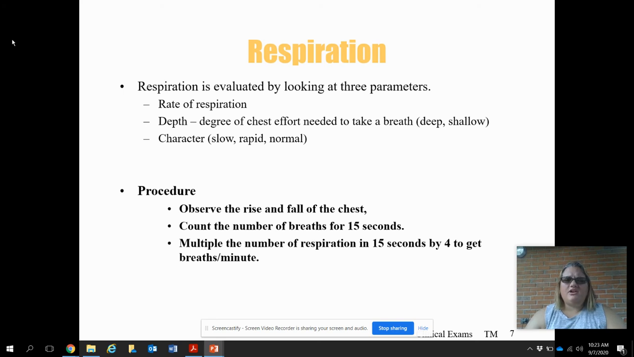And then the character, is it slow? Is it rapid? Is it normal? So the procedure is to observe the rise and fall of the chest. So that's the lungs expanding and then exhaling out the carbon dioxide. So you count for 15 seconds and then you multiply that by 4.